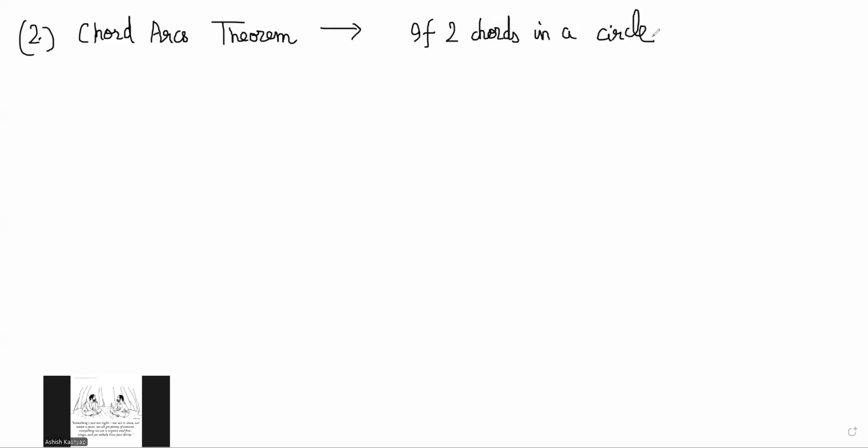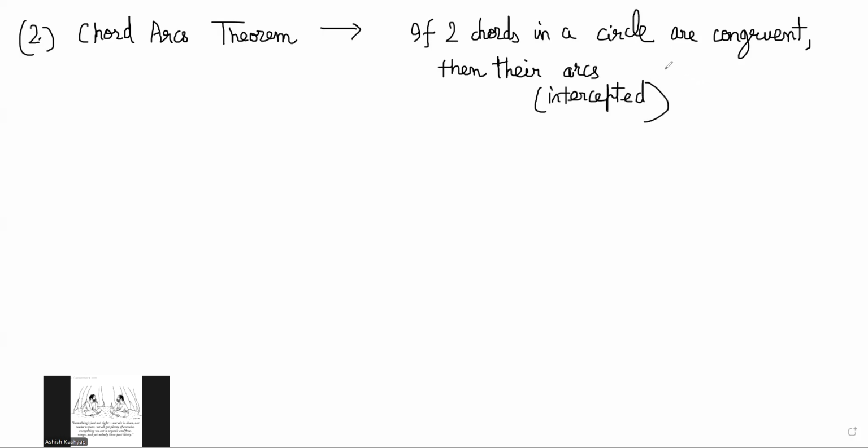Then the second one is the chord arcs theorem. What does this say? It says if two chords in a circle are congruent, then their intercepted arcs are also congruent. Obviously, almost the same logic.